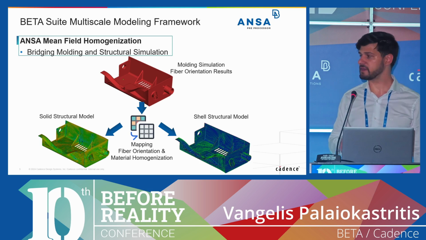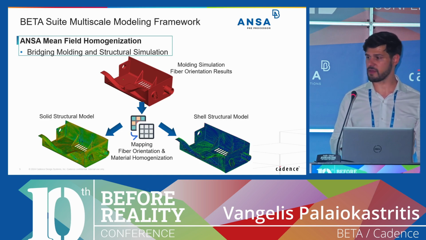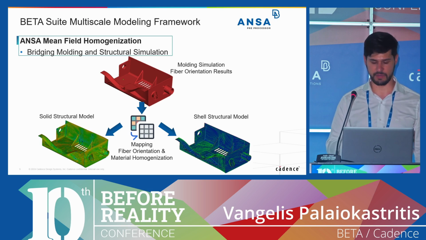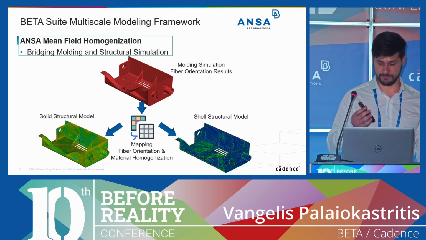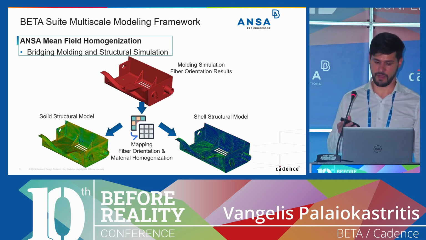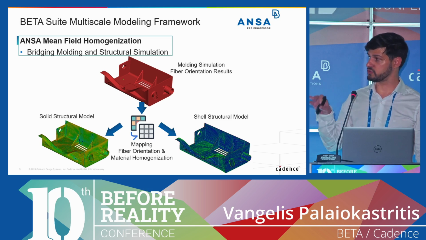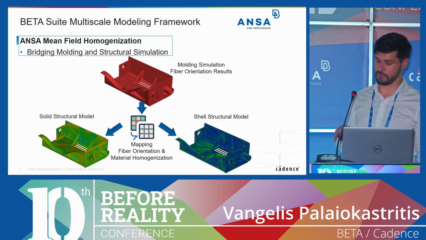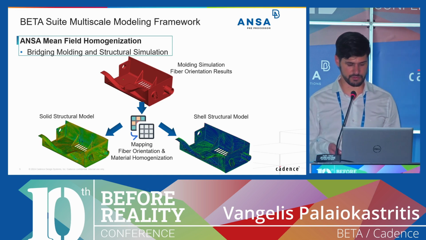Now, mean field homogenization is also available in the ANSA Results Mapper tool. ANSA Results Mapper was shown earlier today in a demonstration, but here we want to point out that users can perform the mapping of fiber orientation from manufacturing simulations onto structural models and directly compute localized orientation-dependent properties. This is crucial for capturing process-induced anisotropy, especially for short fiber reinforced components.